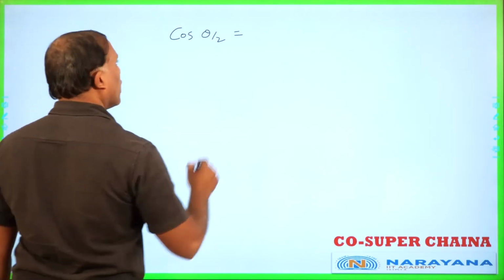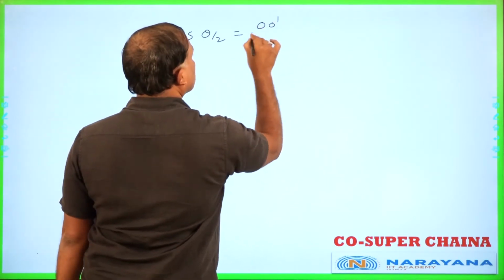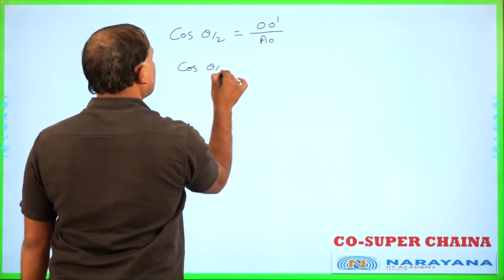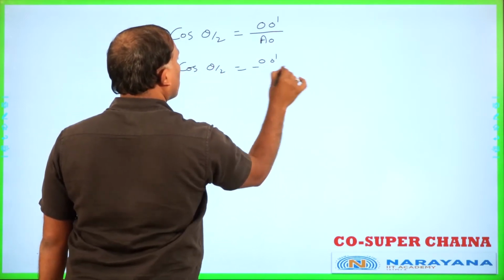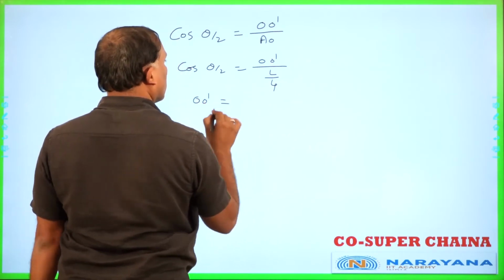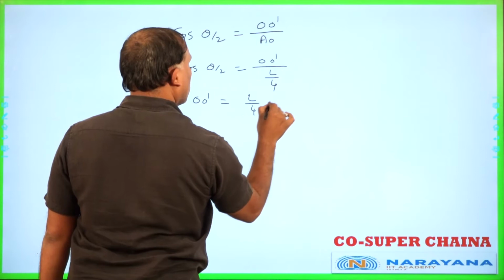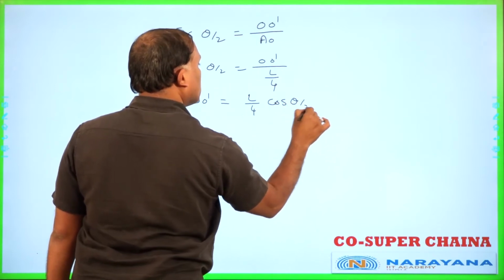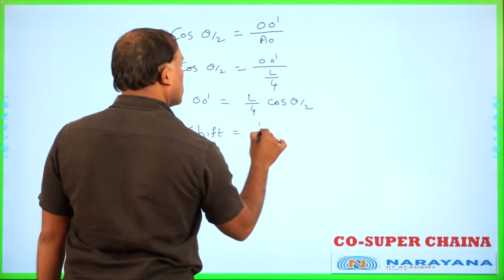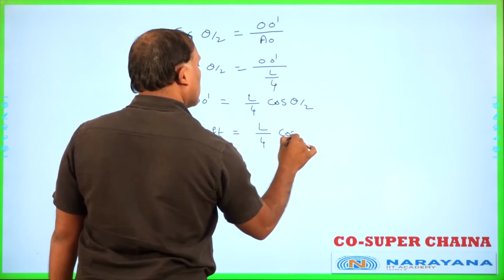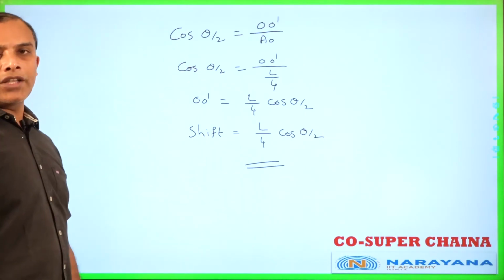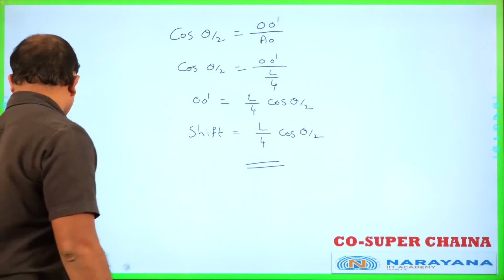O dash by AO. So then cos theta by 2 is equal to O dash by AO, which means L by 4. Then O dash is equal to L by 4 cos theta by 2. So this O dash is the shift in center of mass, that is L by 4 cos theta by 2. Like this we can get that one.